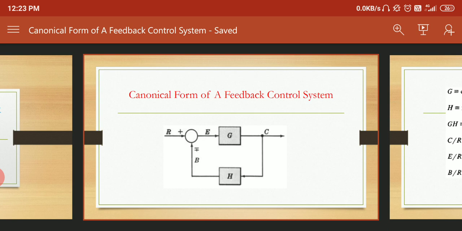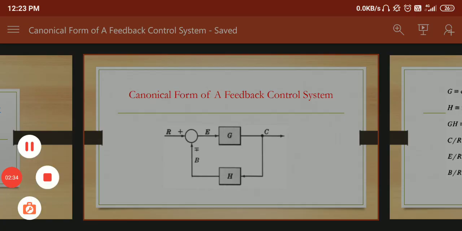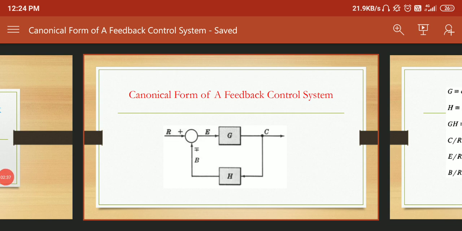And then there is H. H is for feedback transfer function, B is the output of the respective feedback, and C is the final output. At C we get the whole output of this block diagram, and B is the output of the respective feedback. This is the basic block diagram which we have to consider, and it is very important for solving numericals and problems in control system.